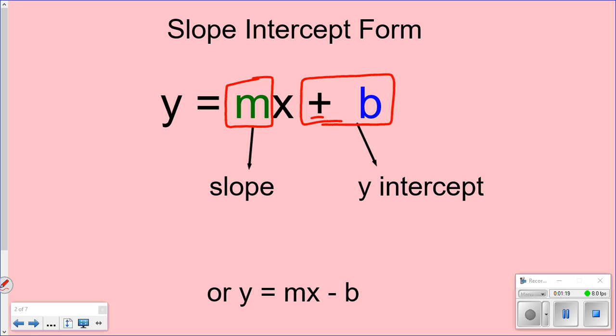So slope-intercept form. This is what we're going to be talking about from now until the end of the section. Y equals mx plus b. This is called slope-intercept form. Like I said, you're not going to have all 4 letters. This is going to be a number, and this is going to be a number.